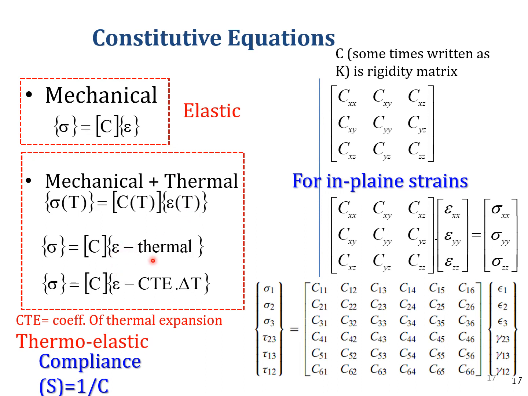How? If we are stretching the body and we are cooling it at the same time, the total strain will be lesser as compared to mechanical strain alone. So due to mechanical force, it will stretch, and due to thermal contraction, due to cooling, its dimensions will decrease. So the total strain will be lesser, or it can be written as epsilon minus CTE delta T, where CTE is the coefficient of thermal expansion.